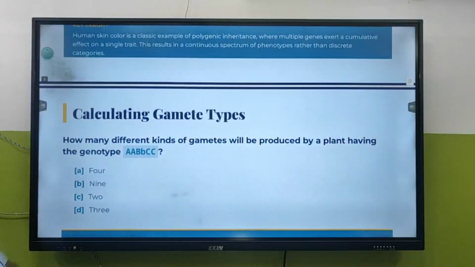Okay. How many different kinds of gametes will be produced by a plant having the genotype? How many different kinds of gametes?